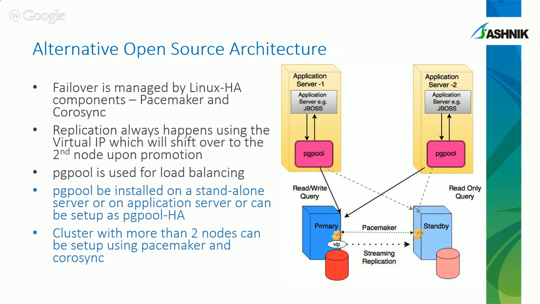The same setup that I explained on the previous node can also be achieved using Pacemaker. So pretty much what I explained as the previous alternative, you can use Pacemaker and CoroSync to achieve high availability, and they ensure failover is automated, but still you use pgpool for load balancing, and pgpool will be sitting along with your application server. And this is an architecture which you can achieve using open source components.